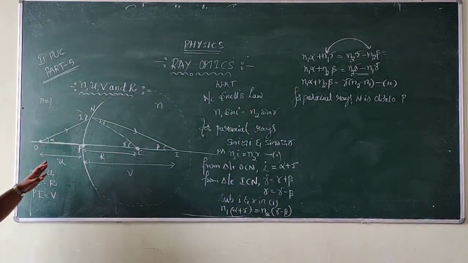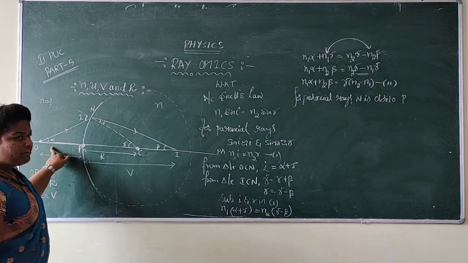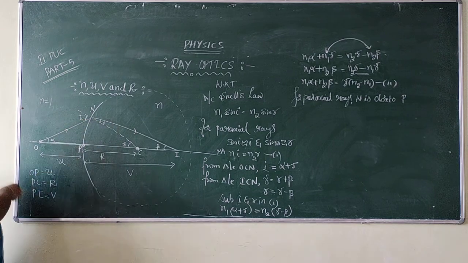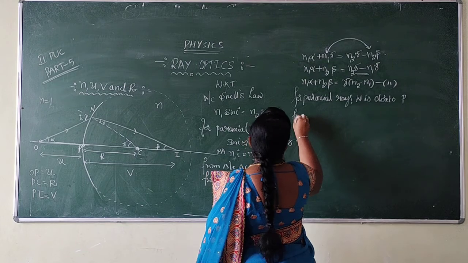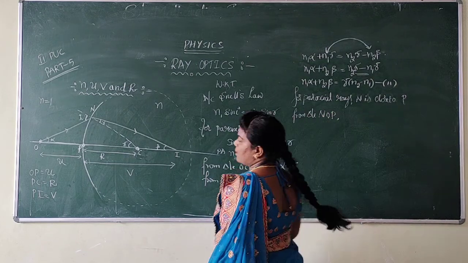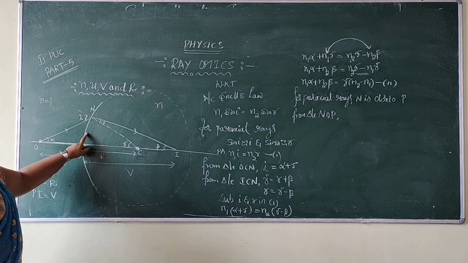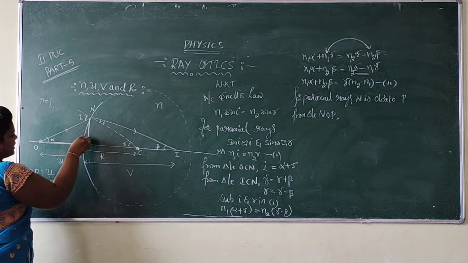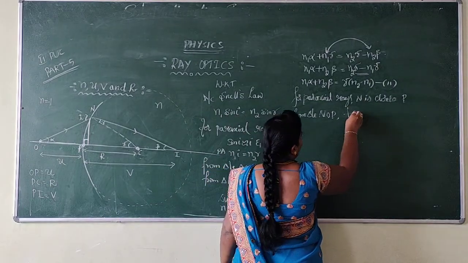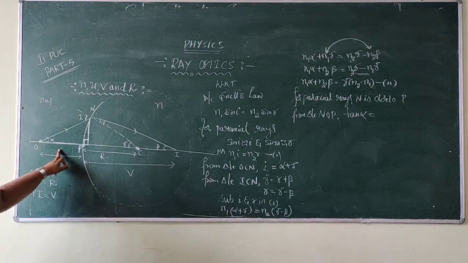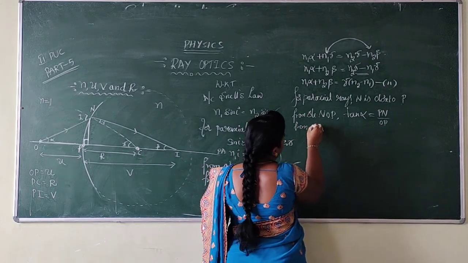Now I am using three triangles to calculate alpha, beta and gamma. Let us move to the calculation of alpha first. To calculate alpha, I am using the triangle ONP. From triangle NOP, you can observe that I am using tan alpha here. This is opposite, this is adjacent and this is hypotenuse. If I consider this as a straight line, it becomes a right angle. So tan alpha is equal to opposite by adjacent, that is PN by OP.